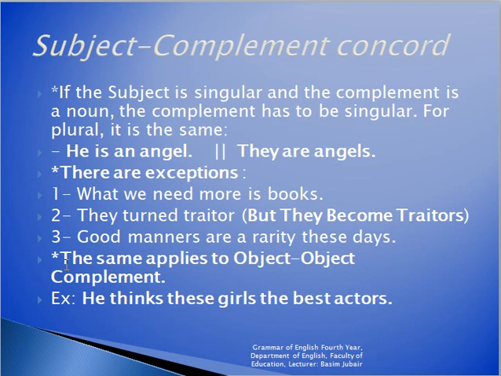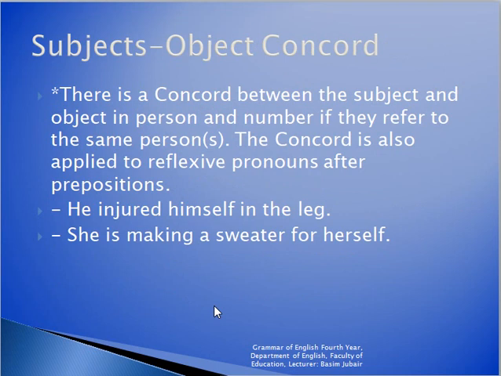The same applies to the object-object complement. Of course, he thinks these girls the best actors. So these girls, the object, the best actors must be in concord with the object. So the object complement must agree with the object. So these girls, the best actors. Or we can say he thinks this girl the best actor. Why? Because of the concord. So we have to have concord or agreement between the subject, the object and its complement, and the subject and its complement altogether.